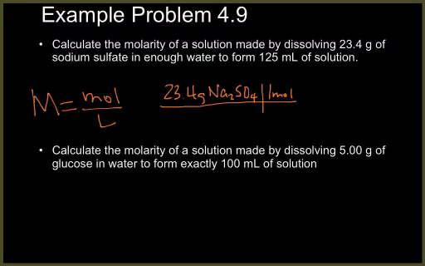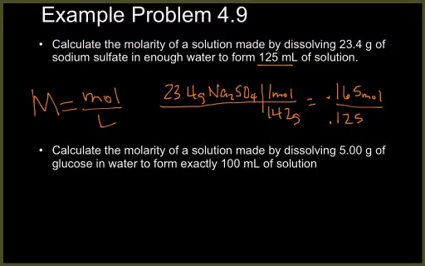So the molar mass, if I take 2 sodiums plus a sulfur plus 4 oxygens, I get 142 grams. That gives me 0.165 moles. Then I'm going to take that and divide it by 125 milliliters of solution, which is the same as 0.125 liters. I just did that milliliters to liters conversion, I moved the decimal over. It has to be in liters for this to work. So 0.165 moles per 0.125 liters gives me a final molarity of 1.32. And the unit for molarity is capital M.